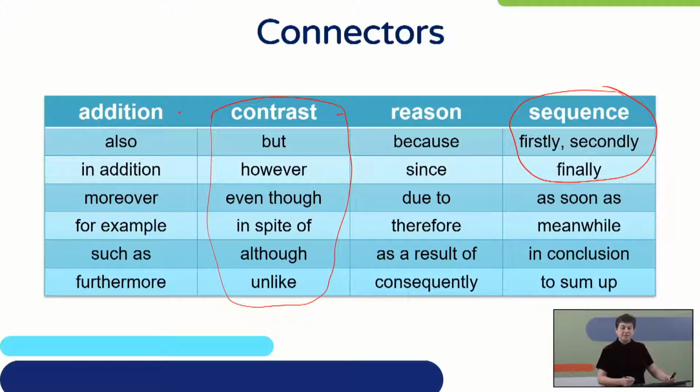Sequence is a little bit trickier. Firstly, obviously has to come first. Secondly comes after that. Finally comes at the end. You could have thirdly, fourthly, and fifthly, but not if you've only got 120 words. You won't have room for more than 4 paragraphs in the essay on the Bagrut.